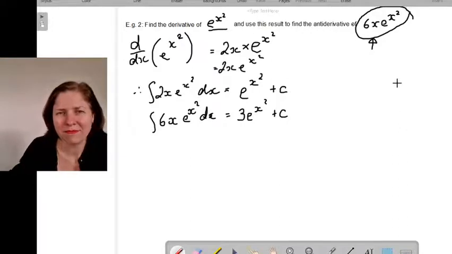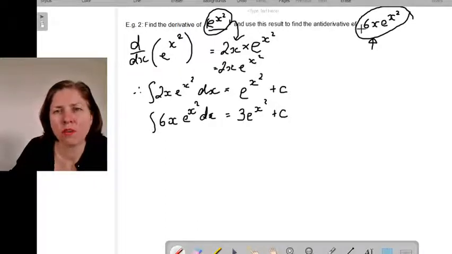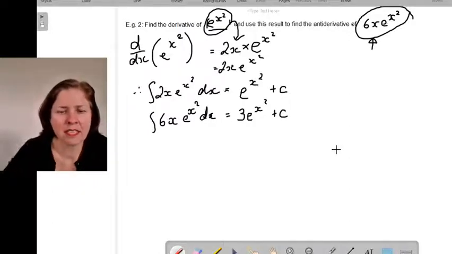So integration by recognition relies on me first differentiating something and then recognizing that the derivative function that I get is very similar to the function that I want to anti-differentiate. And because these are reverse processes, I can go from here down to here, and that will help me go backwards from the function I want to anti-differentiate. Let's look at another example.